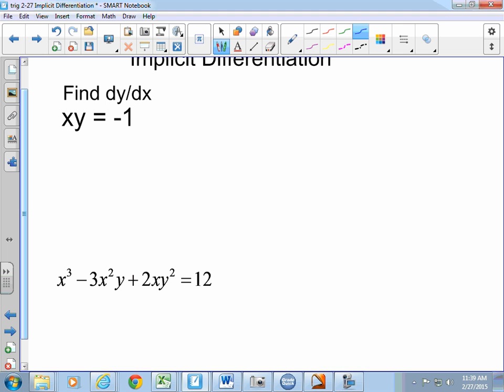X times y equals -1. I want to take the derivative of that. And remember, I read it. X times y, so I need a left, d, right, and just for my y prime people, I'll work this one with y prime.